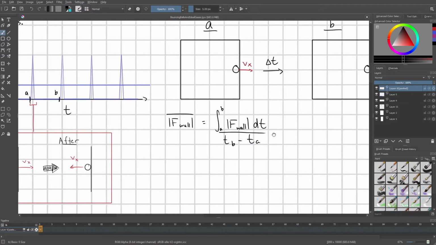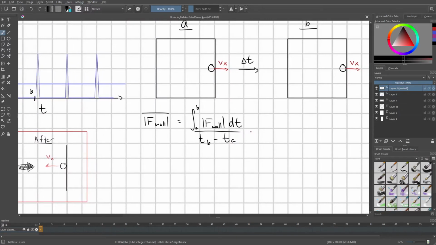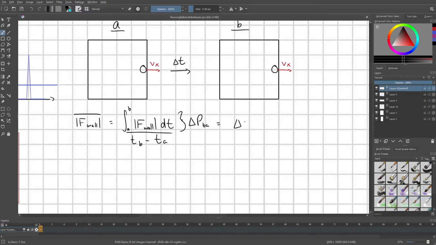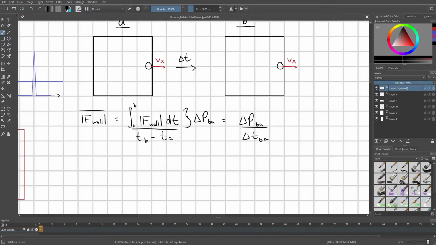And that's one very complicated way of looking at this. But I think a much easier, much simpler way to look at this is to recognize that this integral is just our change in momentum from B to A. And so we could also write this as the change in momentum from B to A over the change in time from B to A. So if you think of either of these methods in tackling the problem, those are both equally valid and great ways to think about it.